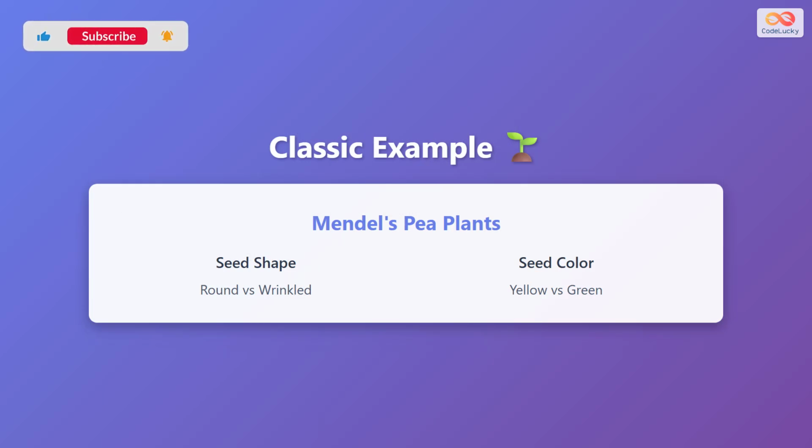Mendel discovered this principle by studying pea plants. He examined two different traits simultaneously: seed shape, which could be either round or wrinkled, and seed color, which could be either yellow or green. By tracking how these two traits were inherited together, he noticed that they sorted independently, leading to his groundbreaking discovery.